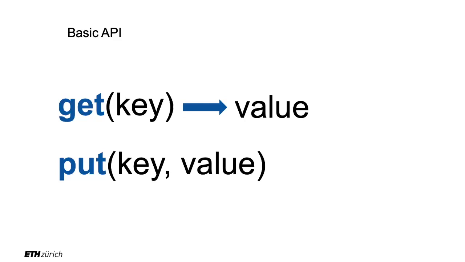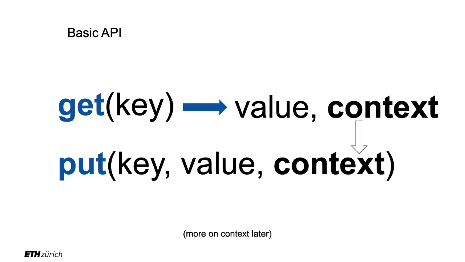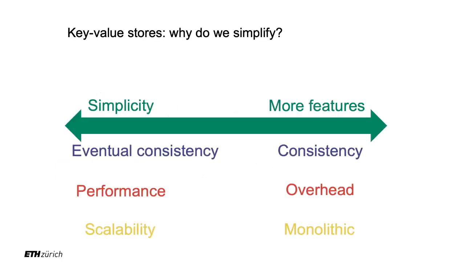So get, put. Well, in fact, it's slightly more complex because in reality, you have one more thing in there. You have what's called the context. When you return a value, you also provide a context. And when you put a new value back, you have to provide a context as well. But I will explain why. And that has to do with the question I asked on the DAGs and the partial orders.